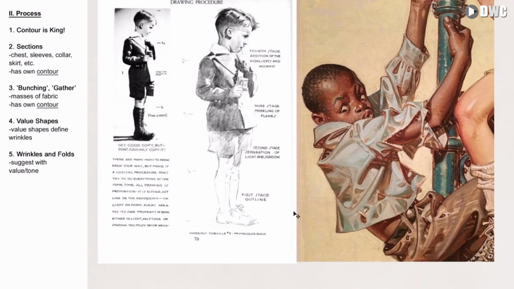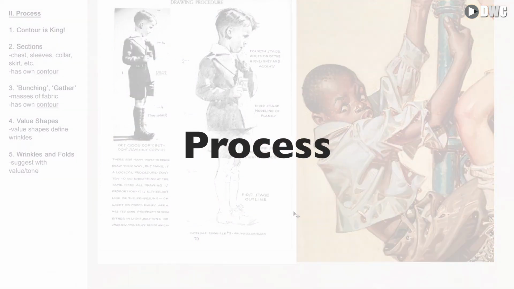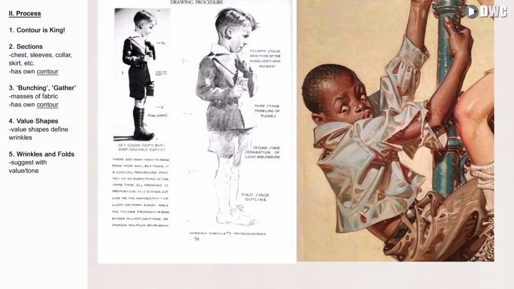Okay, let's talk about the process. I have sort of this 5-step process. Now, actually, these don't have to be in any specific order, except for number one. Arguably, number one is the beginning of all the way I draw anyway, but more like the shape focused, design based style of drawing. They don't necessarily have to go in order, but I think they all are very helpful in getting us the end result. So step number one, contour is king.